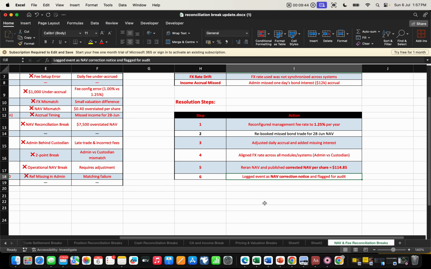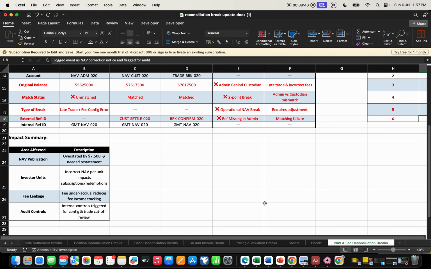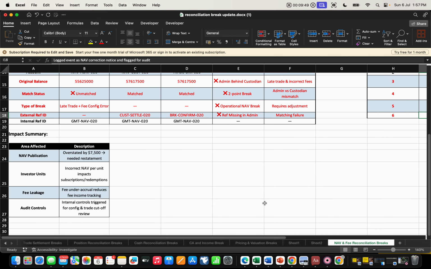And log the event: NAV correction notice to reflect to the audit. So you have to mention that we have corrected many things, so you have to flag it to the audit team as well.